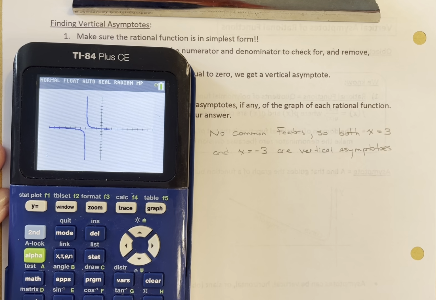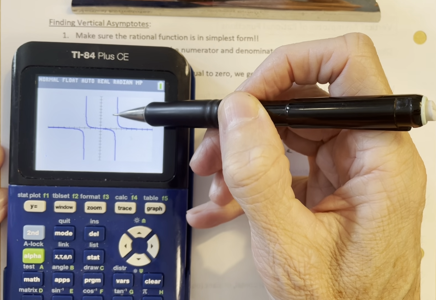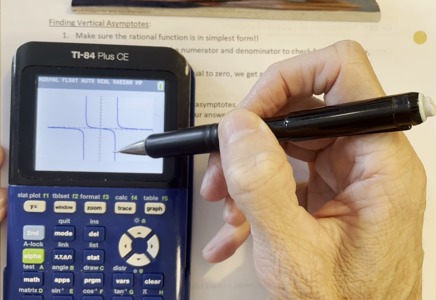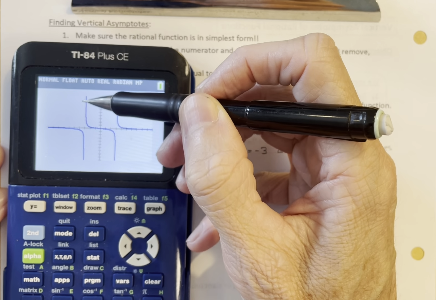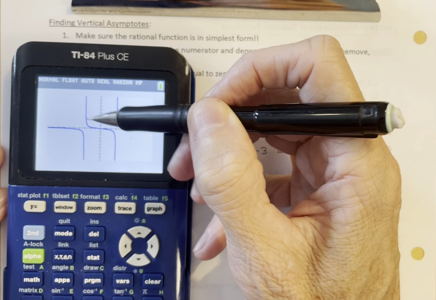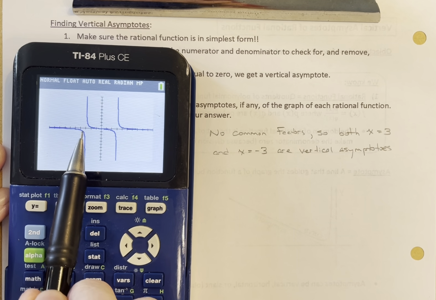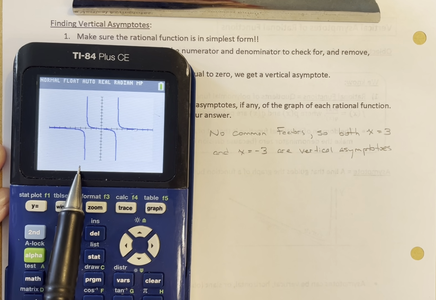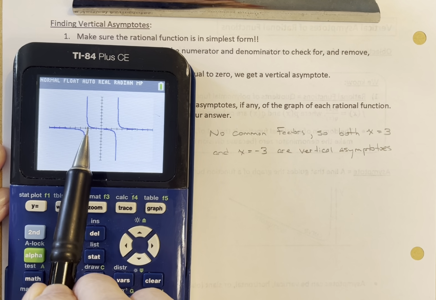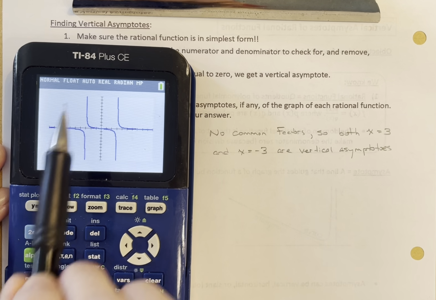And there goes that piece of the graph of this function, and there's that piece of the graph of this function. And so you can see here that x equals 3, which is the vertical line right here, is shaping the right side of this graph. And the vertical line x equals negative 3 is shaping the left side of this graph. As x approaches negative 3 from the negative side, the function is going to negative infinity. As x approaches negative 3 from the positive direction, the function's value is going up to positive infinity.